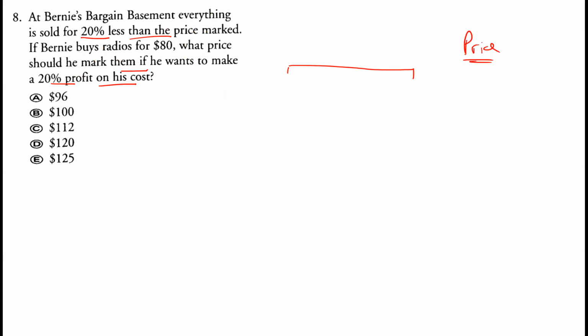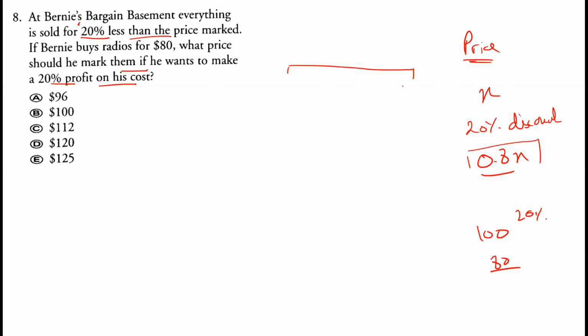And we know that we are selling it in such a way that there is a discount of 20%. So if there is a price X, and we are giving a 20% discount, it must be selling for 0.8x. Now from where are we getting this 0.8? If the price was 100 and the discount is 20%, you must be selling it for 80. So you're going to sell the asset for 0.8x.